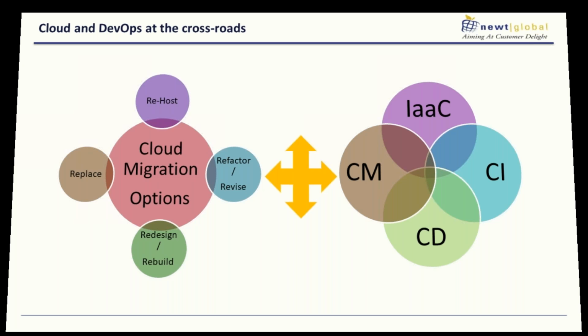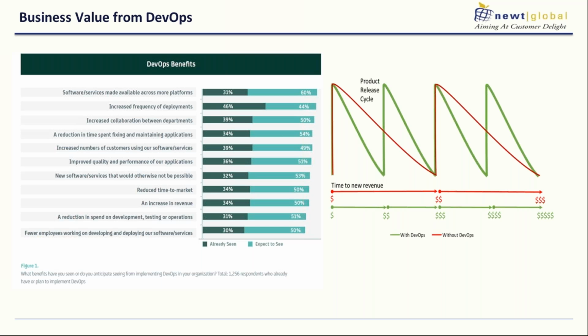metrics for cloud, but defining DevOps metrics is far more involved, because it involves a process, it involves automation, it involves people actually. The business value from DevOps has been articulated by many people through a sample survey. They're still trying to evaluate what percentage of benefit they're getting out of the current implementation. They're already seeing it, and then what they expect to see over the future, right?